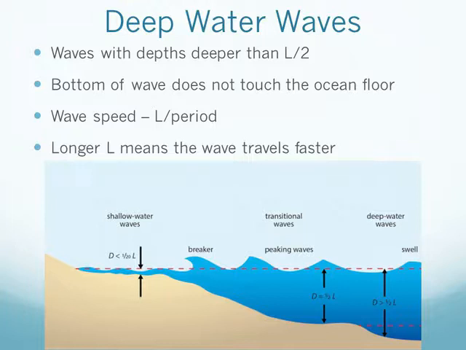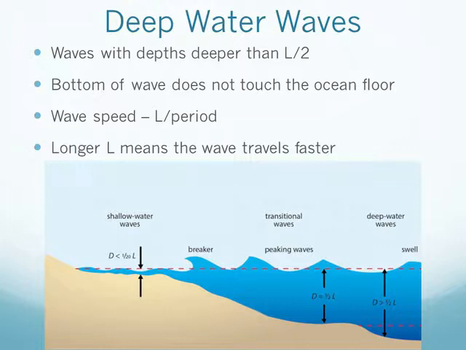So let's look at 3 types of waves out in the ocean, and the first one we'll talk about are deep waves. So deep water waves occur out in the open ocean, and they have depths, basically bottoms of the waves, that are greater than half the wavelength. That means that the bottom of the waves do not touch the ocean floor. Granted, out in the open ocean, your ocean floor could be as deep as 4 kilometers. So most ocean waves that are created do not have bottoms that go that far down.